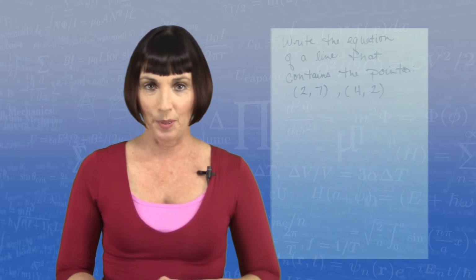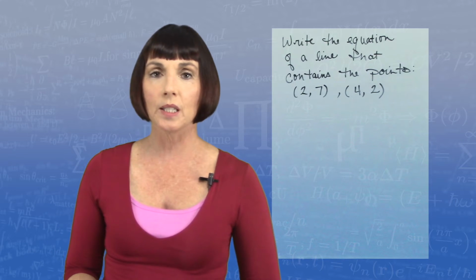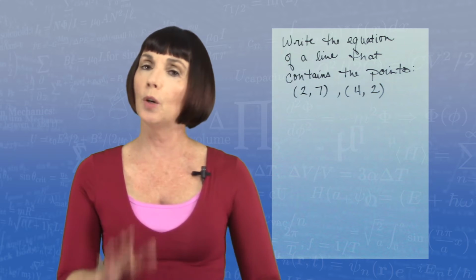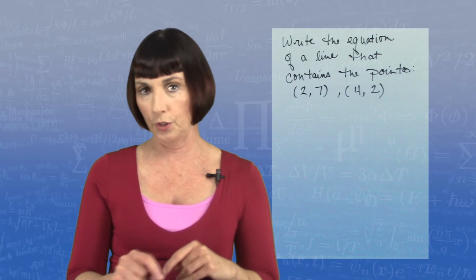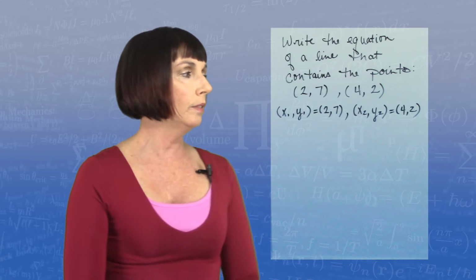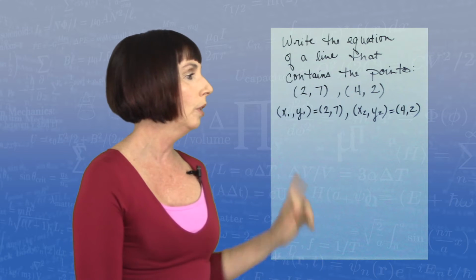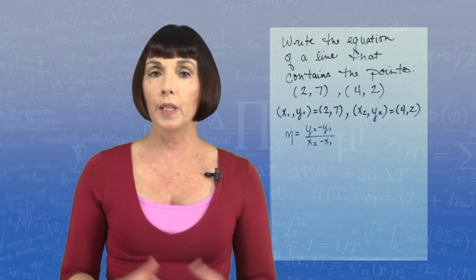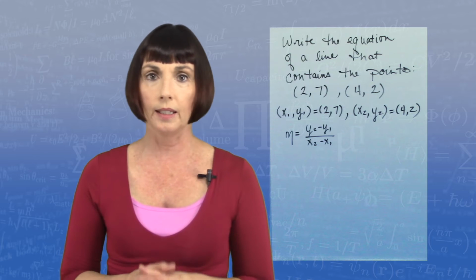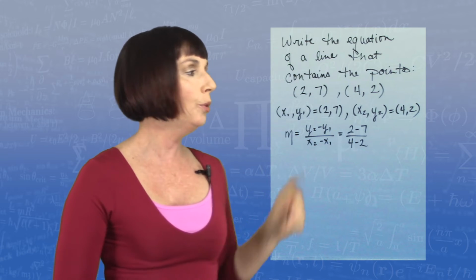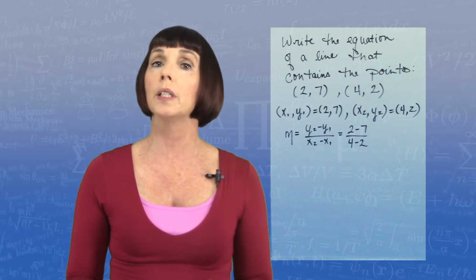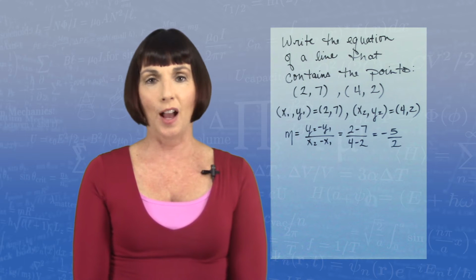Let's do another example. Find the equation of a line in point-slope form that contains the points (2, 7) and (4, 2). Okay, we don't know the slope yet, so we're going to have to find that out first before we can put our equation together. So I'm going to call (x1, y1) (2, 7), and (x2, y2) (4, 2). Now the slope is the difference in the y-coordinates over the difference in the x-coordinates, so plugging that in, I get 2 minus 7 over 4 minus 2. 2 minus 7 is -5, 4 minus 2 is 2, so my slope is -5/2.